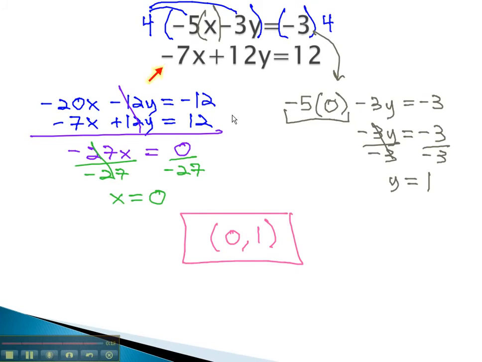By multiplying one equation by something, we may be able to get the opposites we want, so they subtract out, leaving one variable.